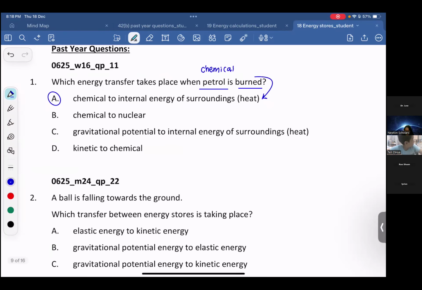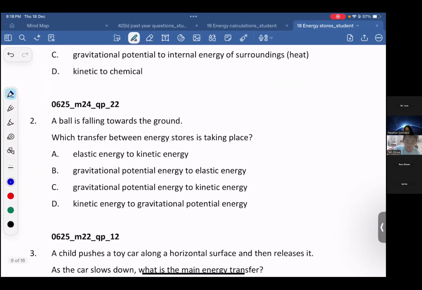Okay, question number 2. This is a past year question, 2024. A ball is falling towards the ground. So here is the ground. Which transfer between energy stores is happening? What do you think? From what to what?